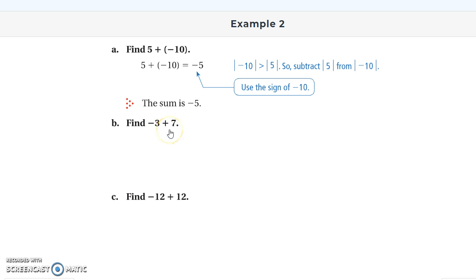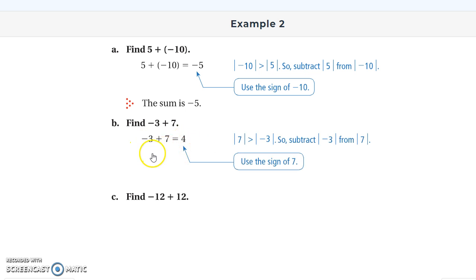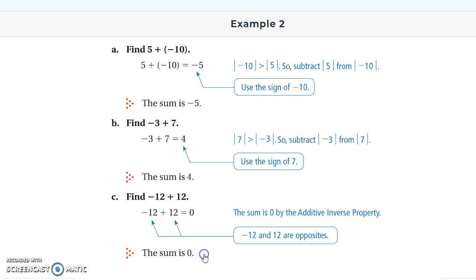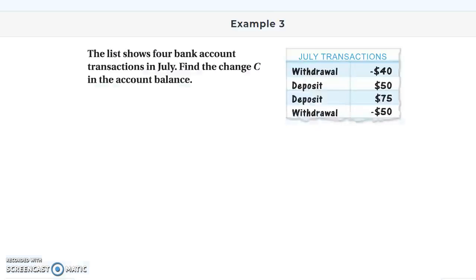Negative 3 and 7. Find the absolute value, 3. 7 minus 3 is 4, and then I apply the sign of the larger absolute value number. Also, if I'm on the number line at 7 and I go back 3, I end up at 4. And this one is a rule we know. A number plus its additive inverse or opposite is always 0. The additive inverse. Okay, let's take a look at example 3.